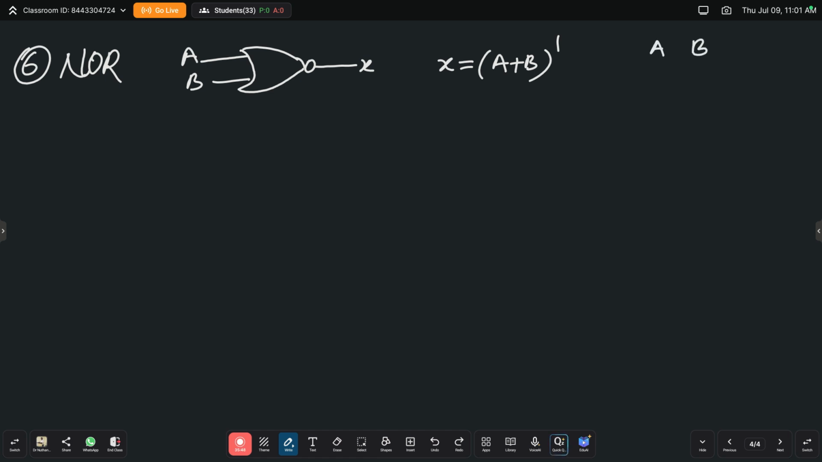A, B, X. 0, 0. For OR gate, actually, what will happen? 0. Only one case it will be 0. Both 0, only 0. Otherwise, all 1. It will be reverse. So 0, 0, actually 0. But next 1, 0.